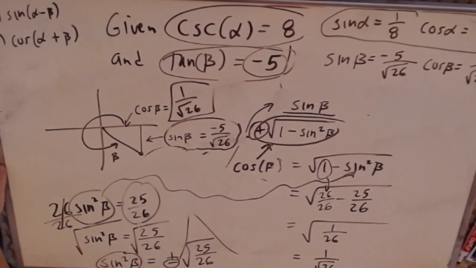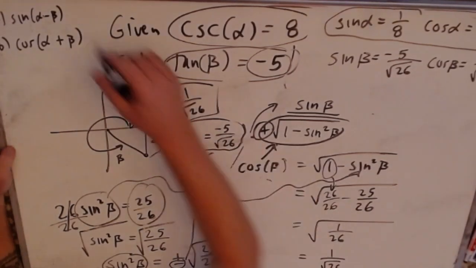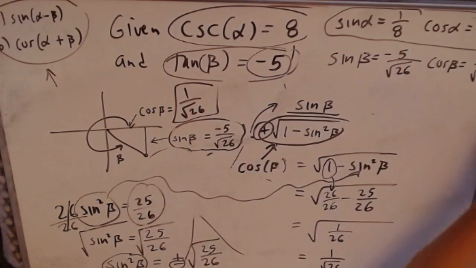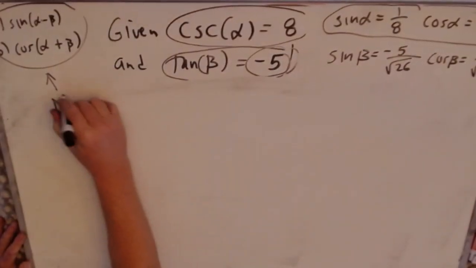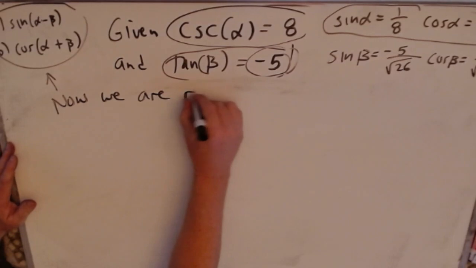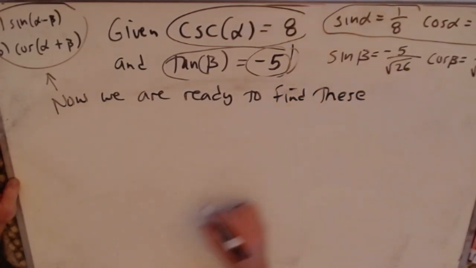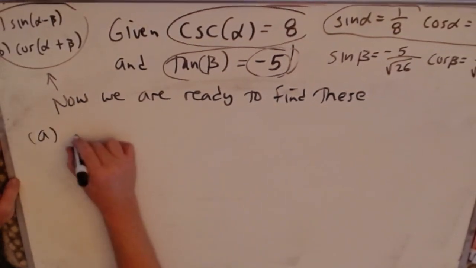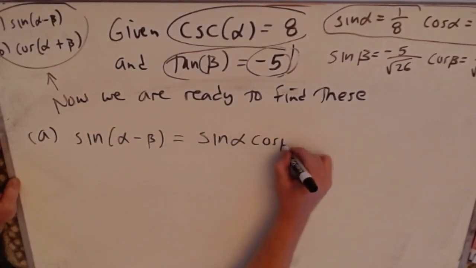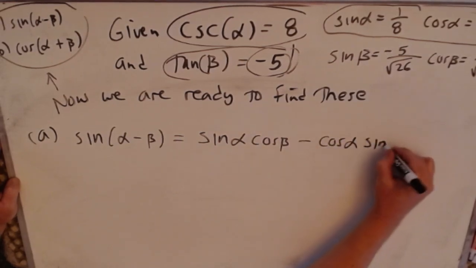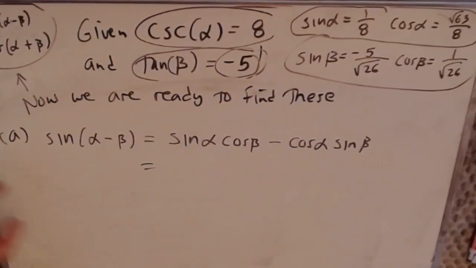All right, well, remember half an hour ago, I put these guys off to the side here, and I said I would come back to them. So now we've returned. And now we can actually solve the problem. All of that stuff was just prep work. All right, so let's go ahead and do part A first. So we got sine alpha minus beta. It's all downhill from here. Sine alpha, cosine beta, minus cosine alpha, sine beta. You've got all your ingredients up here. Just pick them off your list.